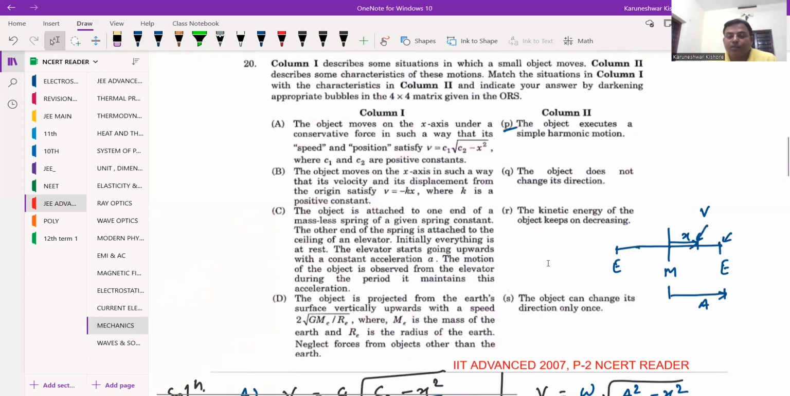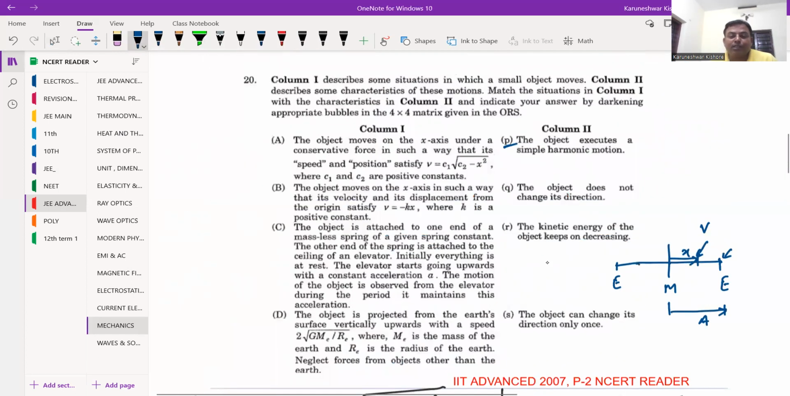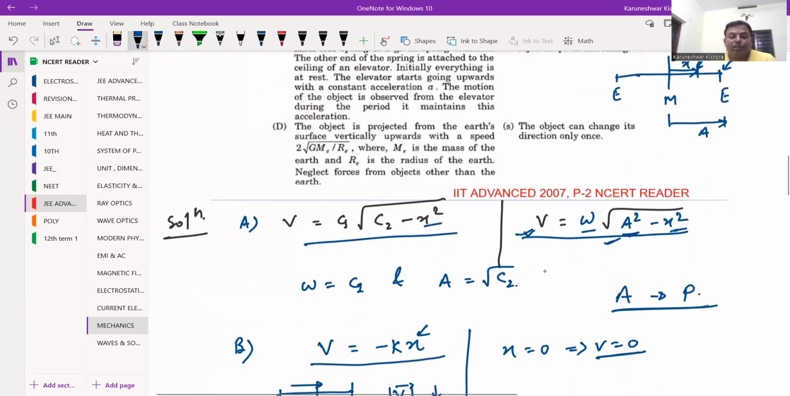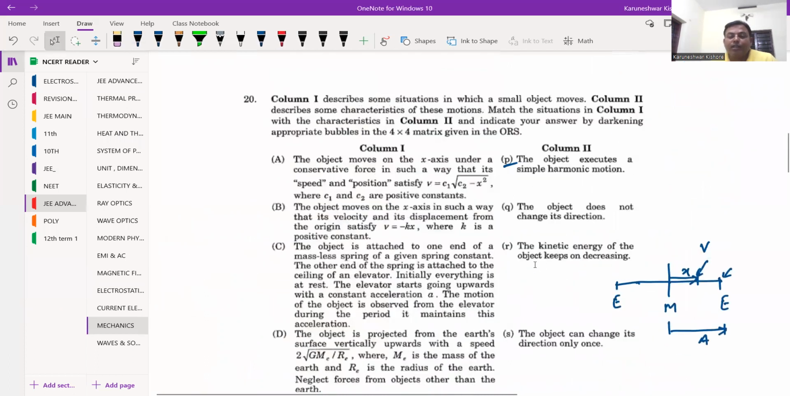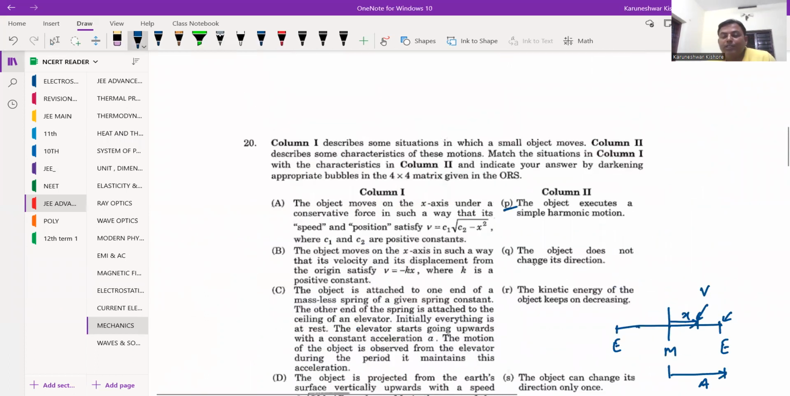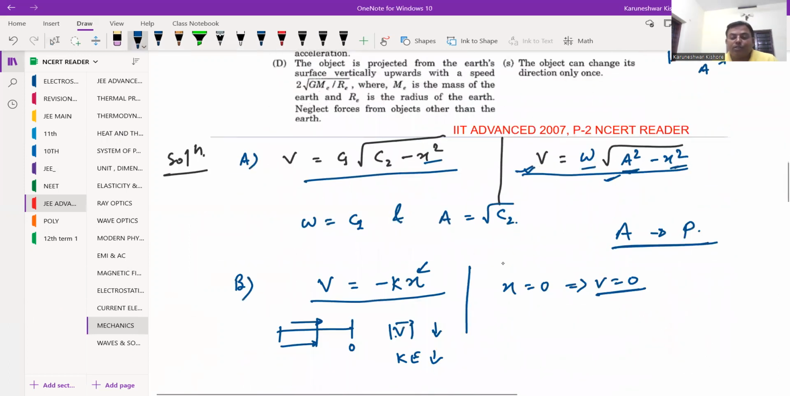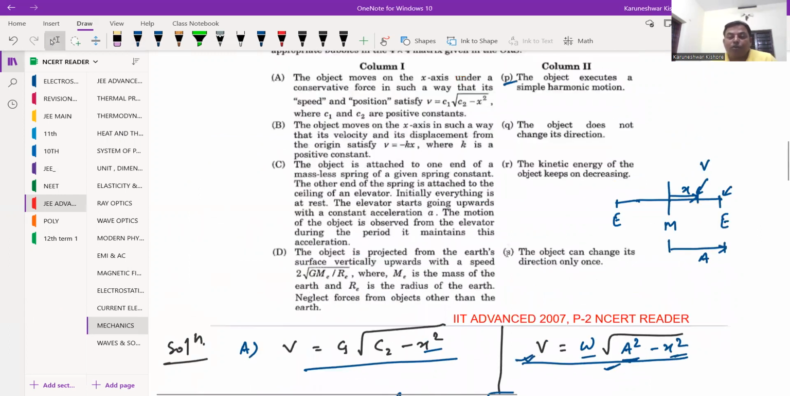We can relate this: the first thing is that it is not executing SHM, because for SHM we have a different kind of velocity relation, so that is not the option. Then the second option, the object does not change its direction. The object is moving in one direction only. If it is moving from the negative direction onward, it is not changing direction because v is equal to minus kx. So it is moving in a particular direction, and the object does not change its direction.